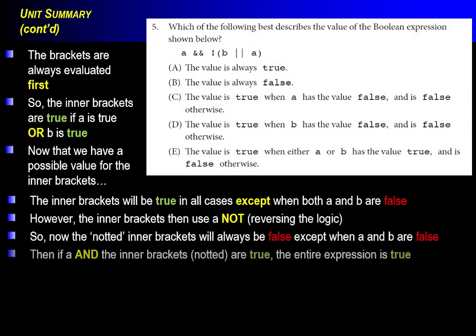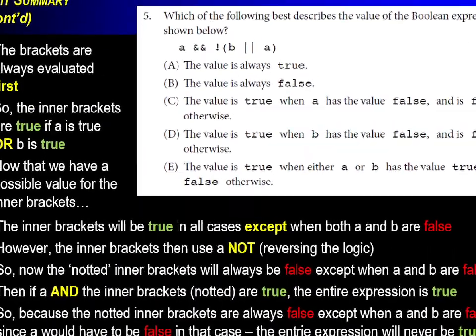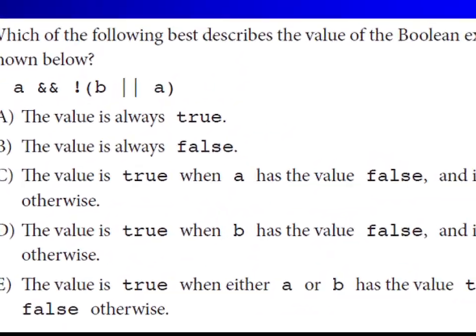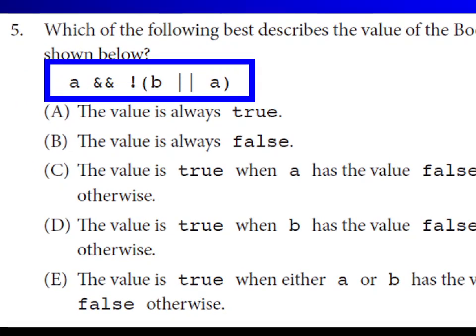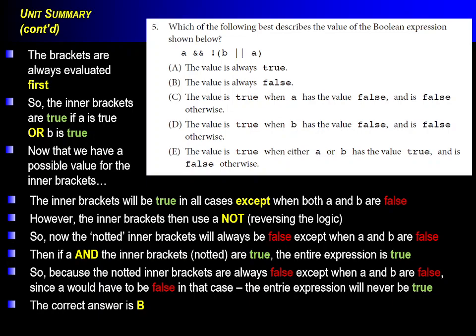Which of the following describes, I'll just zoom in on that, the Boolean expression shown below. So this is weird, that they didn't actually write it as a full code line. But it's basically saying, if you were to read this out loud, A and not B or A. A and not B or A. So what can we say about this? Will it always be true? Will it always be false? Etc. Let's see how I broke this down.